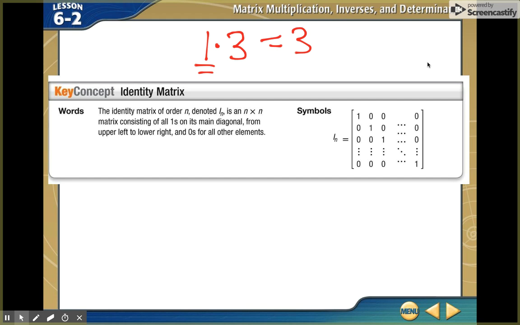For our identity for matrices, basically this diagonal of 1s is going to perform an operation where we just get the same matrix back. And if you work through an example, you'd see pretty quickly why that's happening.